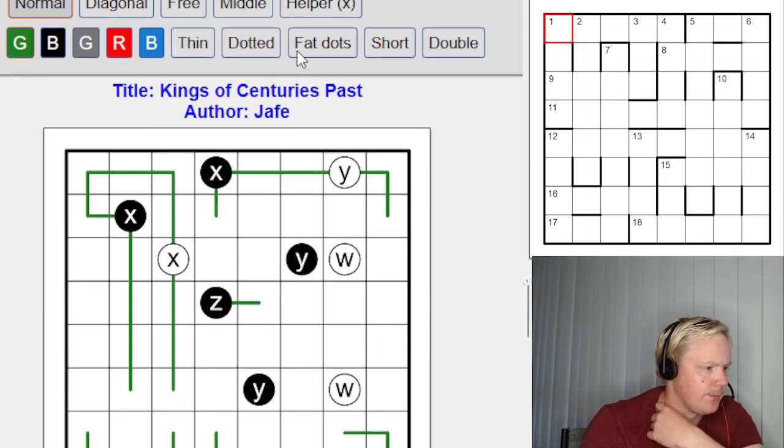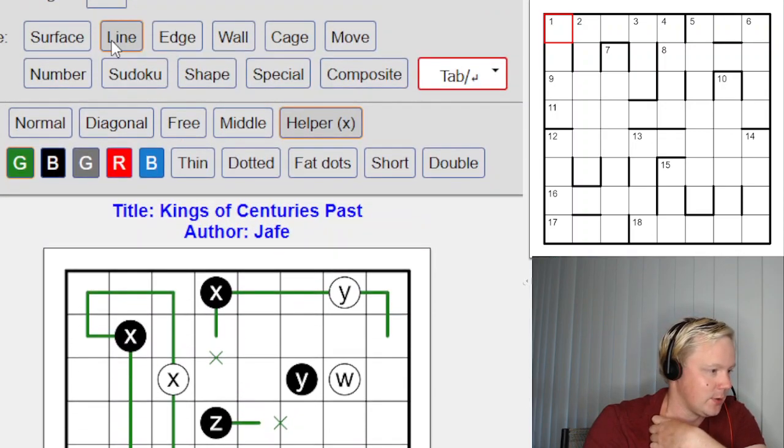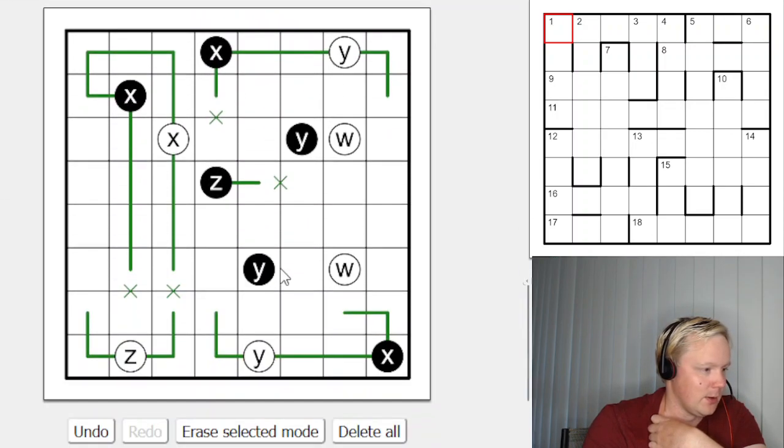Should I mark the ones that can't turn? By the way, we have these X's that we can use. This can't continue straight, this can't continue straight, this can't continue straight, this can't continue straight. Okay, and that actually helped me. I didn't realize that we already knew where this is going to turn. So let's look at this. Since we can't go straight, we can't turn there. Only one option.